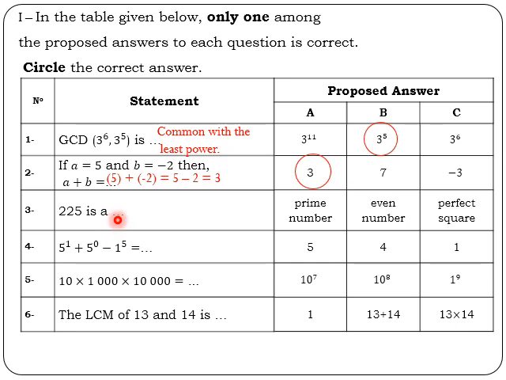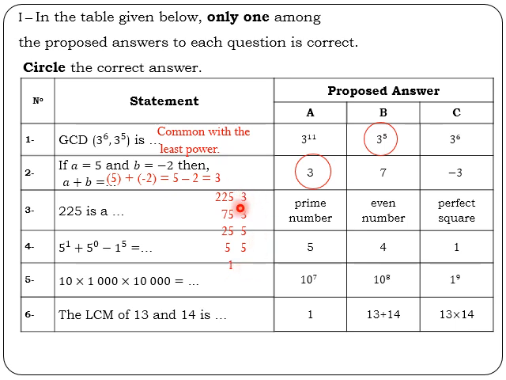225, is it prime, even, or a perfect square? 225 ends with 5, so definitely it is not even. Is it prime or a perfect square? Let's write its prime factorization to check which one is correct. 225 is divisible by 3 or by 5. Okay, let's start with 3. The answer is 75. 75 divided by 3 is 25. 25 divided by 5 is 5, and 5 divided by itself gives us 1.